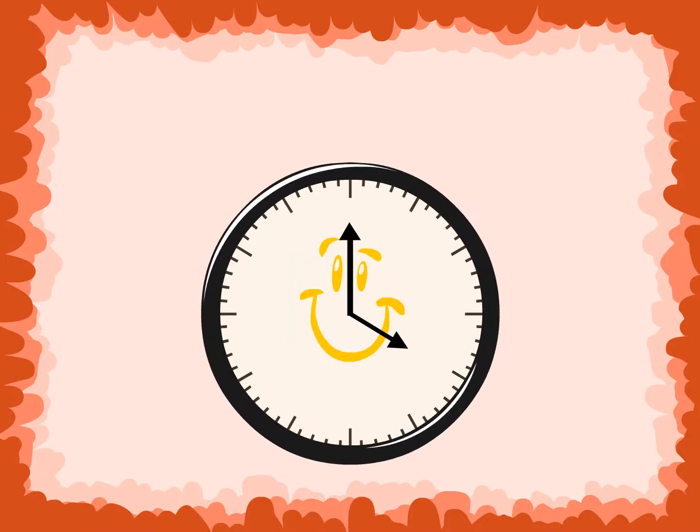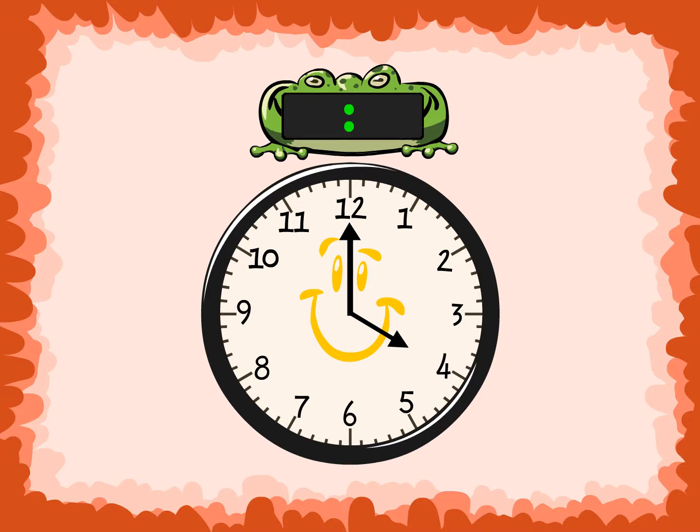When we look at a clock, we see the numbers 1 through 12, which represent the hour and the minute. We see an hour hand, the shorter of the two hands, and we also see a minute hand, the longer of the two hands. The hour hand and the minute hand work together to show us what time it is. When the minute hand is pointing to 12, the minutes are 0, so that's when we say o'clock.